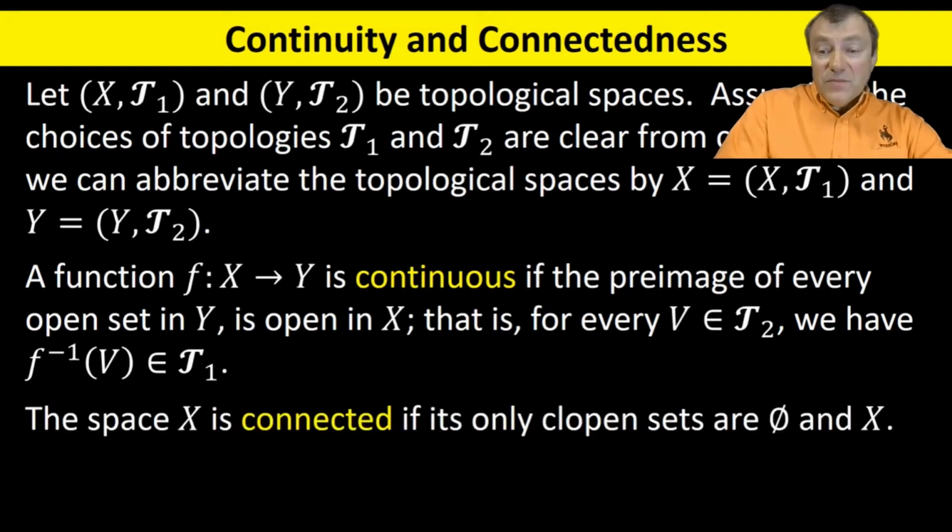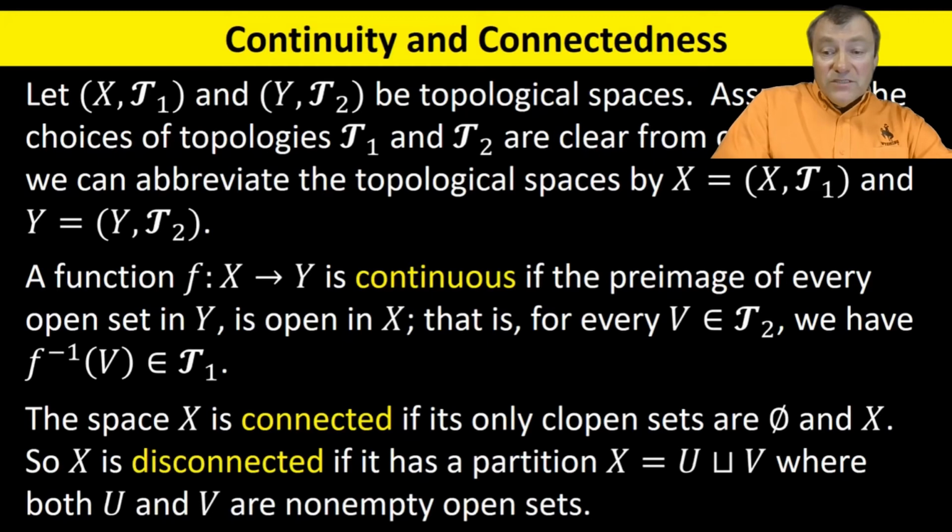To say that a space X is connected means, by definition, that its only clopen sets are the empty set and X itself. Again, clopen means both open and closed. A closed set is one whose complement is open. In other words, X is disconnected if and only if it can be partitioned into two disjoint, non-empty, open sets. In the previous video, we talked about why these two last statements are saying the same thing.